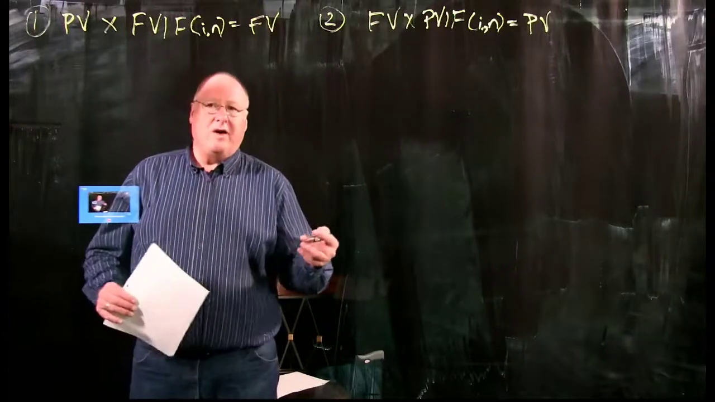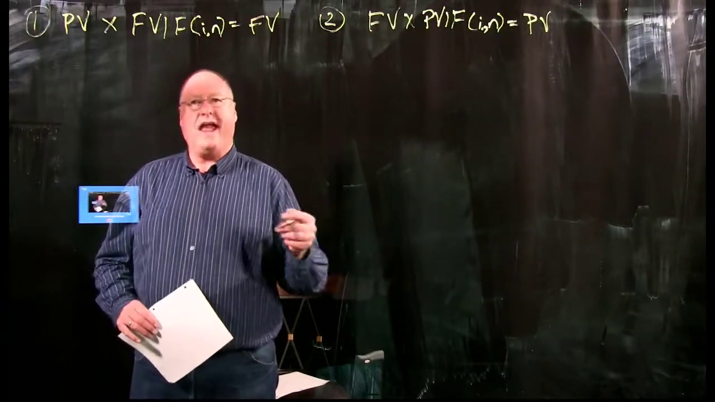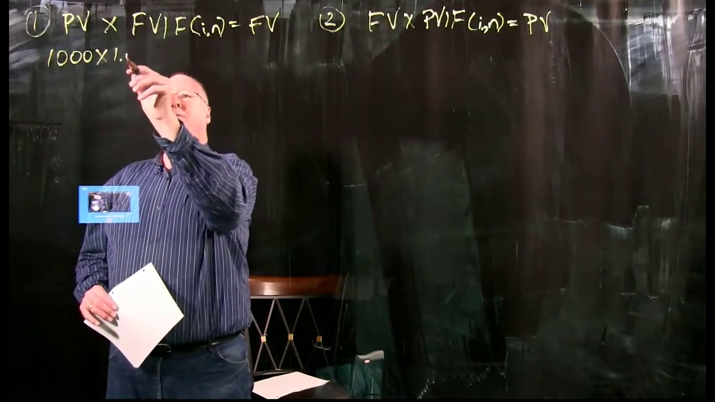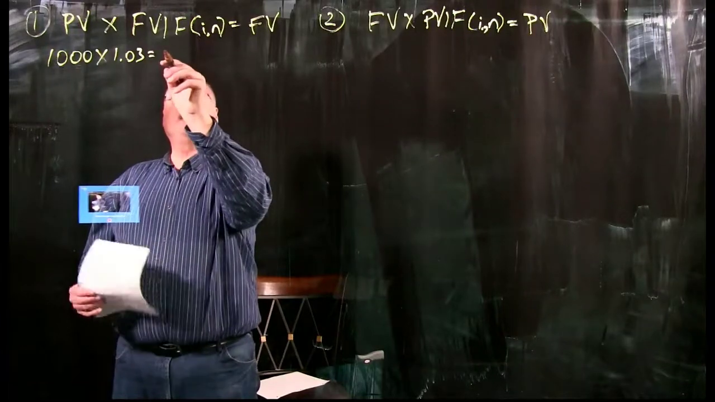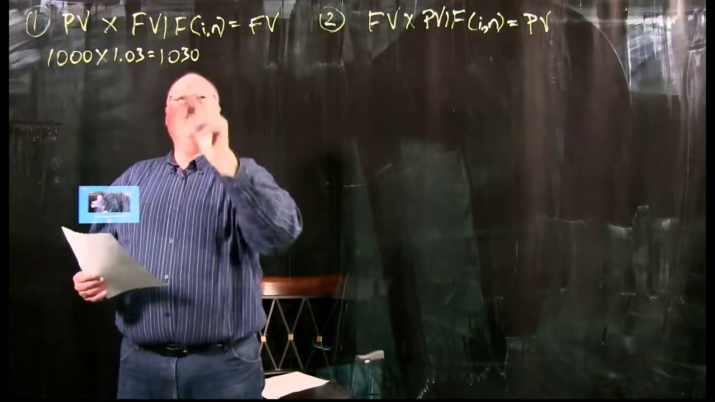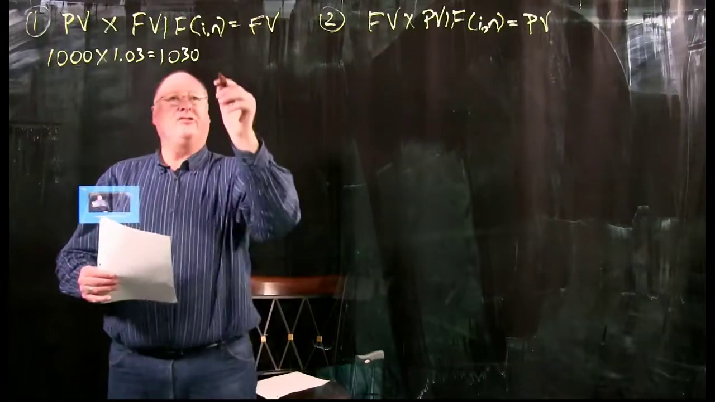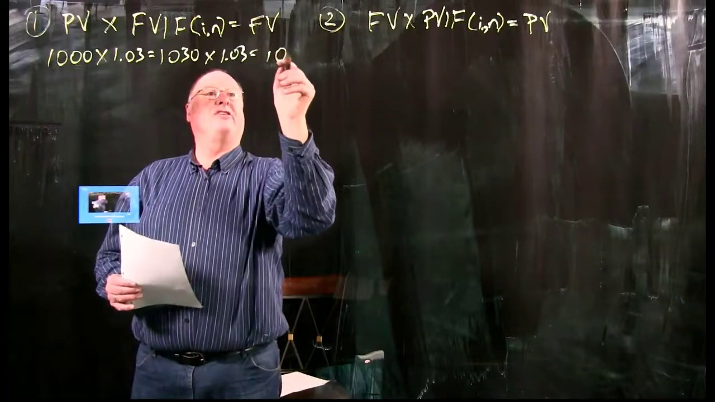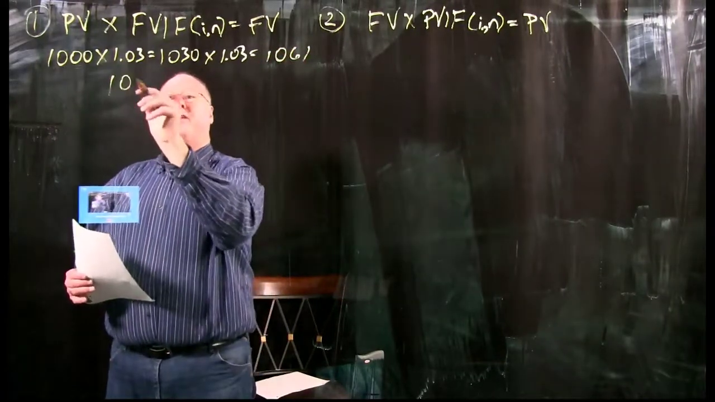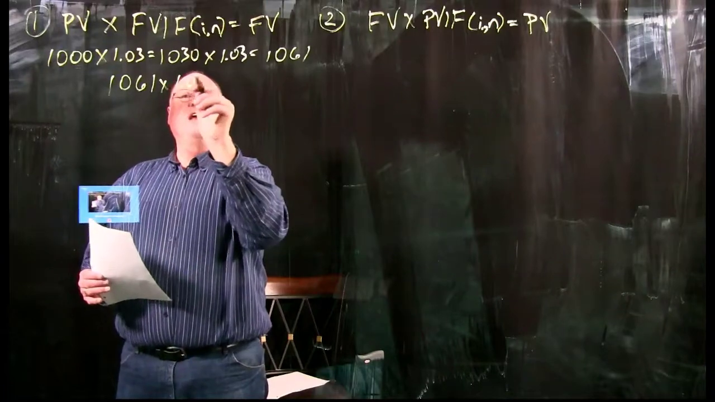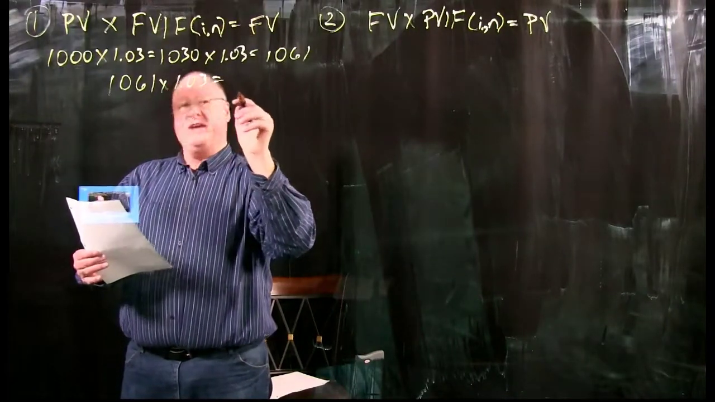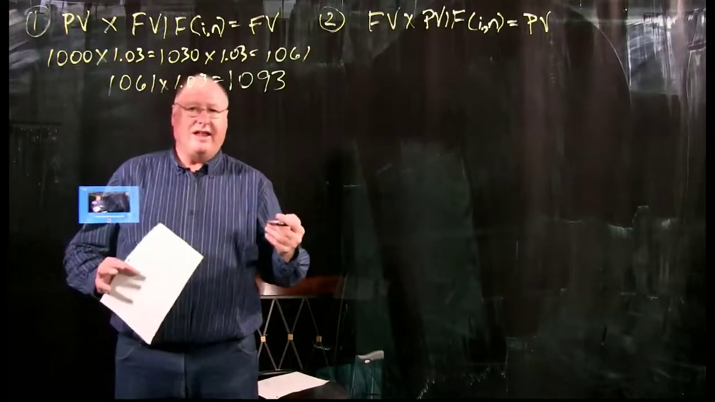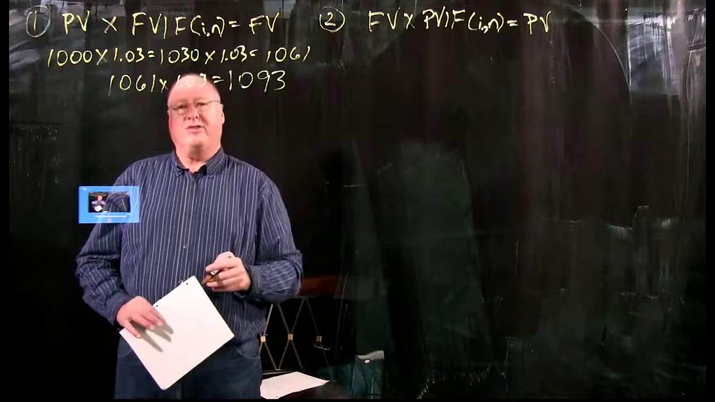Very simple. Well, you could take the longhand approach and say, I'm going to take $1,000 and multiply it by 1.03 to find out what I'll have at the end of year number 1. That's going to be $1,030. Then I do that again for year number 2, and I'm going to have $1,061. Then I earn interest again, and at the end of year number 3, I'm going to have $1,093 in the bank. Now that's very simple, and you can cheat and come up with the answer that way.